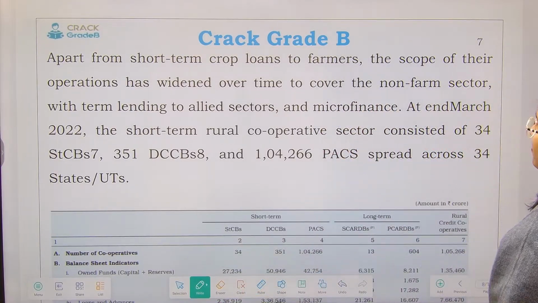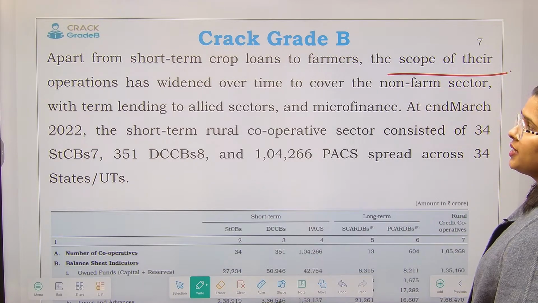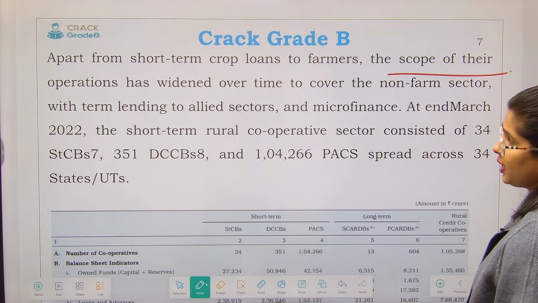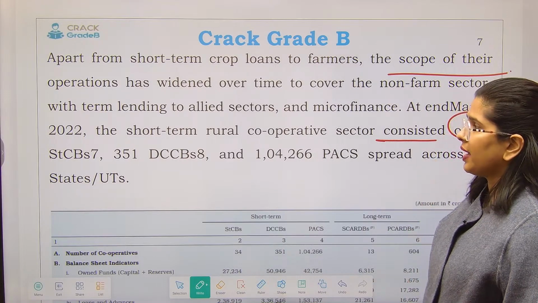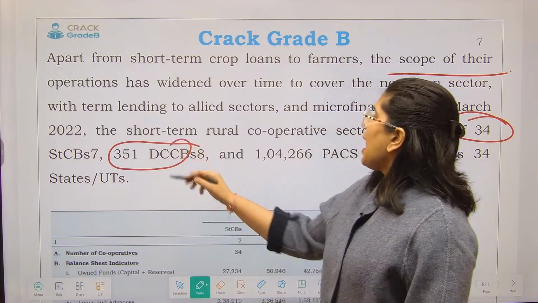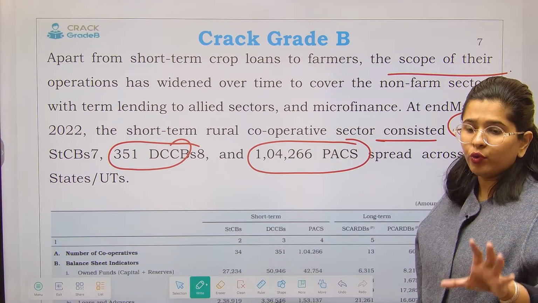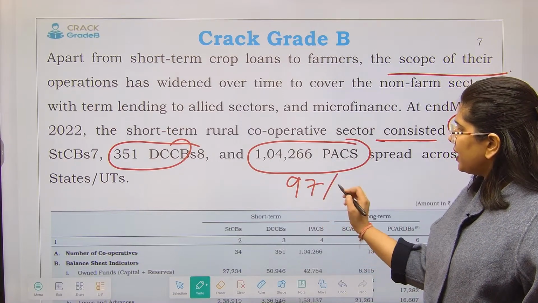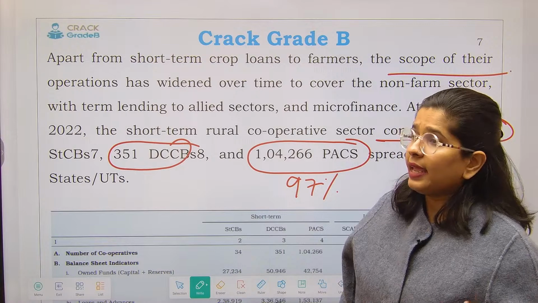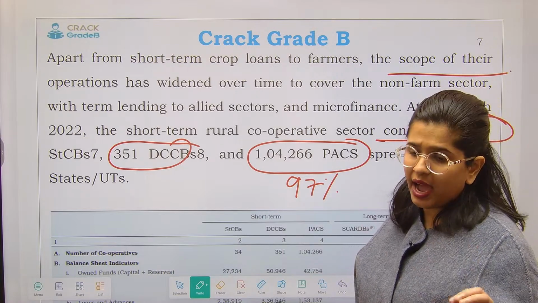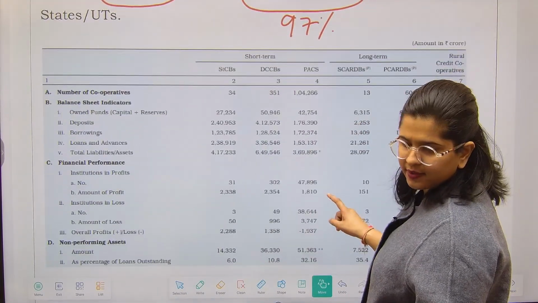Apart from short-term crop loans to the farmer, the scope of their operations has also widened over the time to cover non-farm sector with term lending to allied sector and microfinance. At the end of March 2022, the short-term rural cooperative sector consisted of 34 state-level cooperatives, right? 351 district-level cooperatives and 1,04,266 PACS. That means out of short-term rural cooperatives 97% are PACS. ठीक है, और बाकी का ये आपका छोटा सा district level and the state level cooperatives are there. Even the district level cooperative is having a very high amount of asset base, right? Approximately 31%.